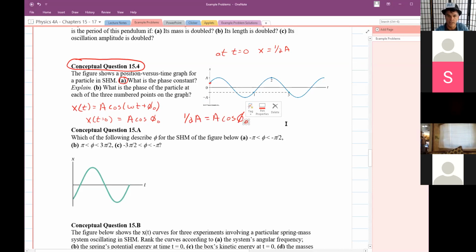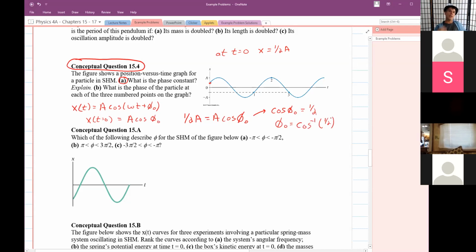So again, I'm plugging in the value at t equals 0 of x. When I plug in t equals 0, this omega t term drops out. So what I have is my position at t equals 0 is A times cosine of the phase angle. Well, if I divide both sides by A, I want the cosine of the phase angle to be 1/2. So my phase angle is the inverse cosine of 1/2.